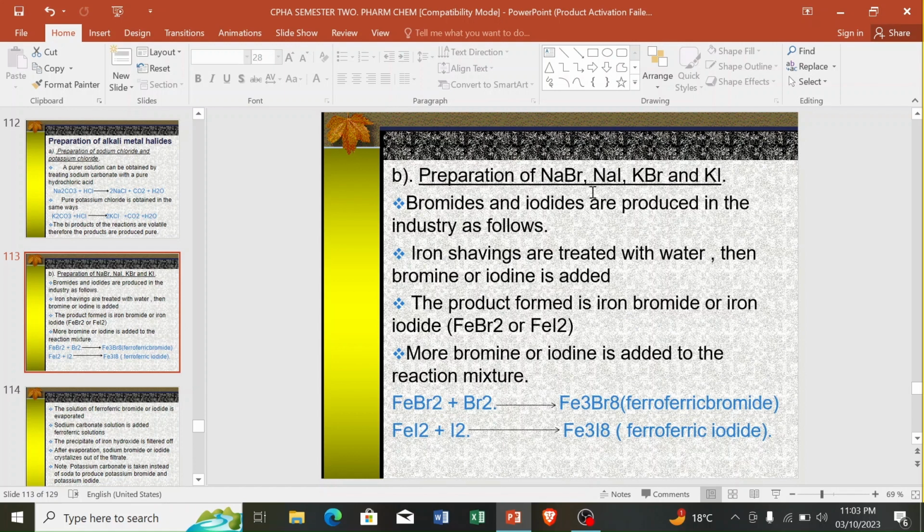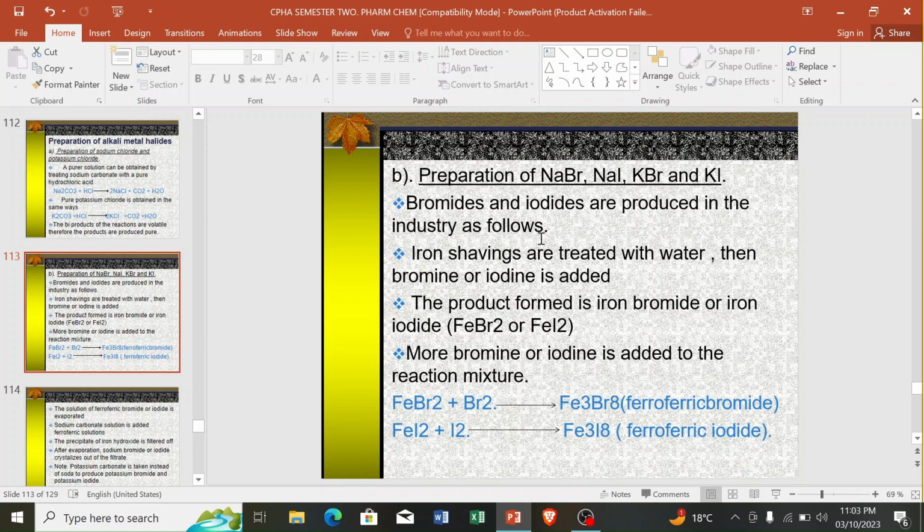So here we have preparation of sodium bromide, sodium iodide, potassium bromide, and potassium iodide. Bromides and iodides are produced in the industry as follows. Okay, so by now you should know how to prepare sodium chloride and potassium chloride. We are switching on to the bromides and iodides. They also have a similar way of preparation. That is why we are dealing with them together.